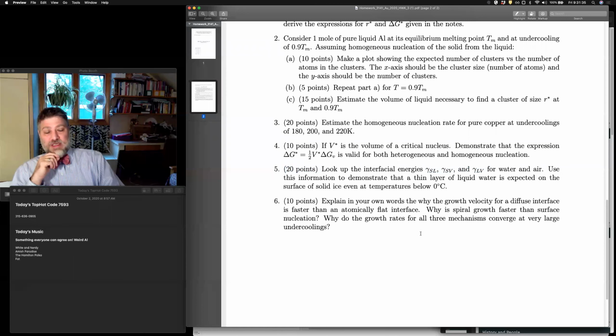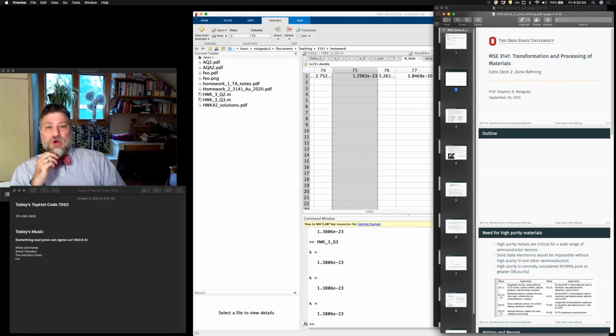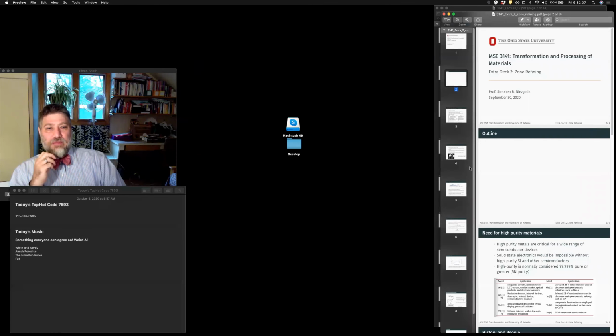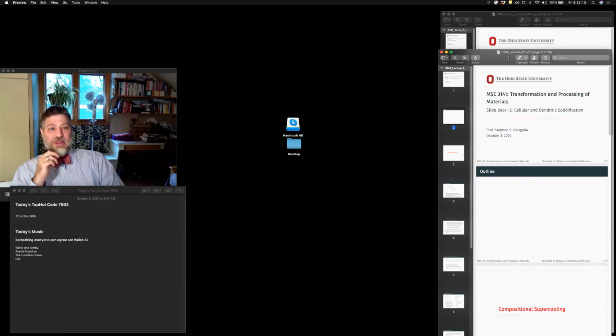Also, question 6 is, again, purely a conceptual question. Just think about what happens with the critical nucleus size for the atomically flat interface for lateral growth as the undercooling gets larger and larger. So hopefully that's helpful. There'll be another homework assignment posted this weekend, and that'll be the last homework of material that's going to be on the exam.